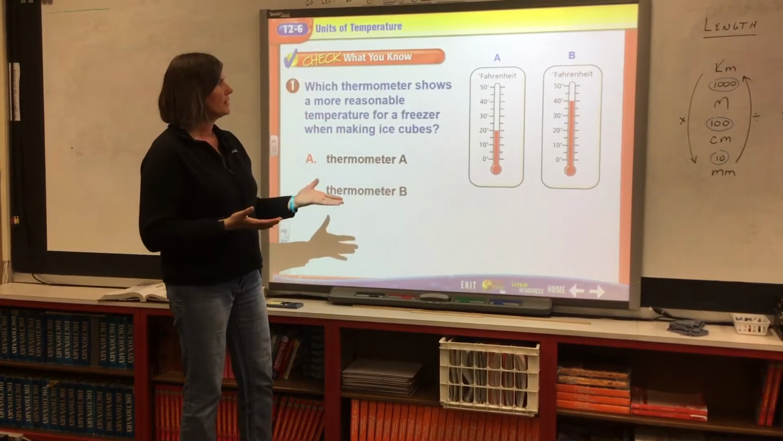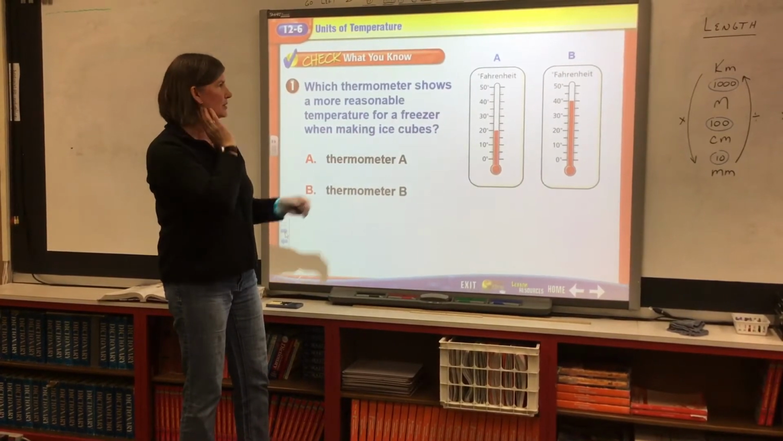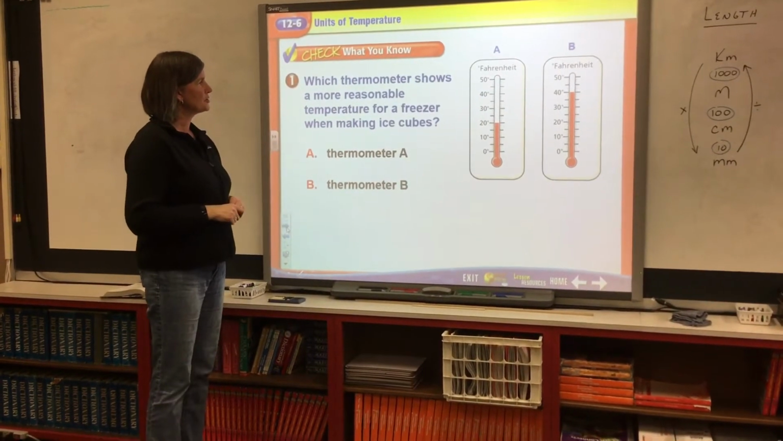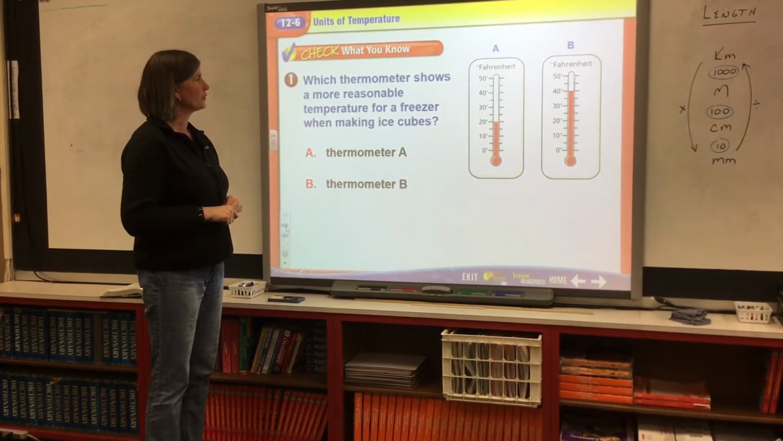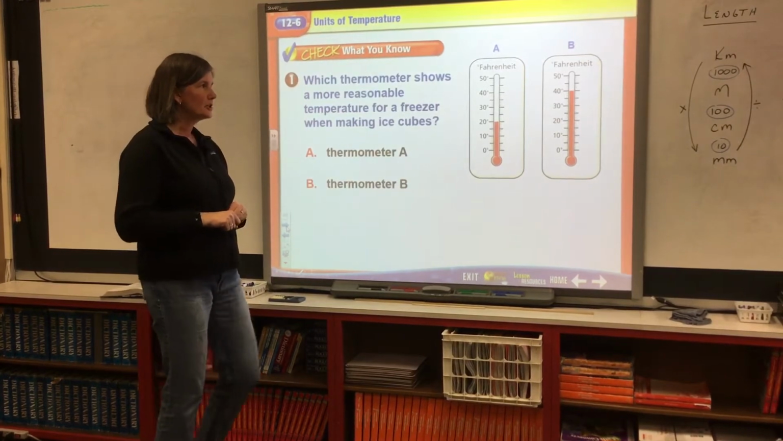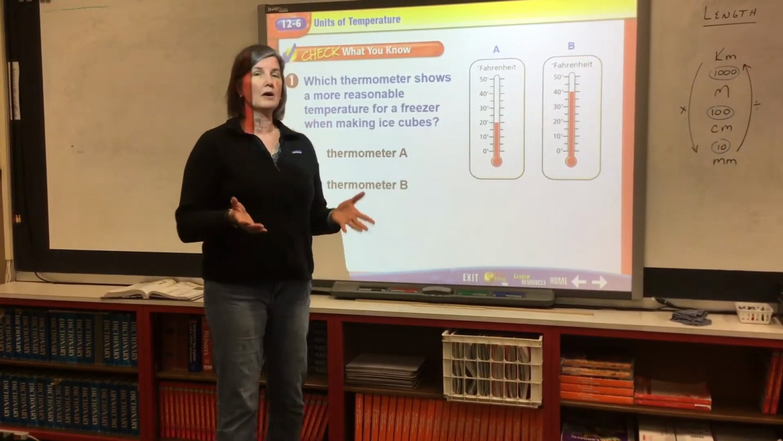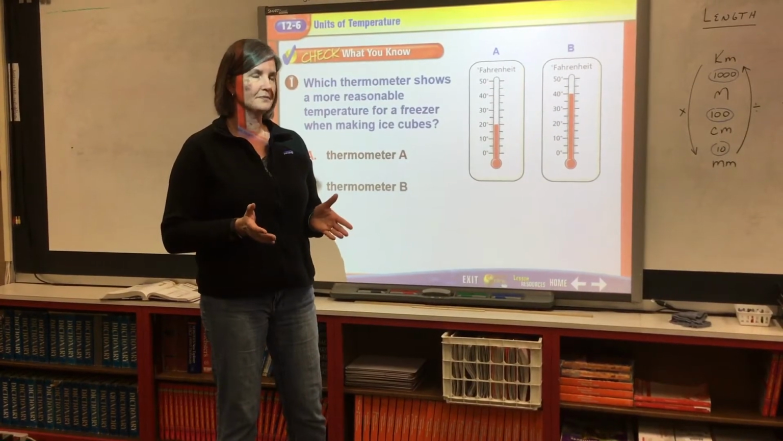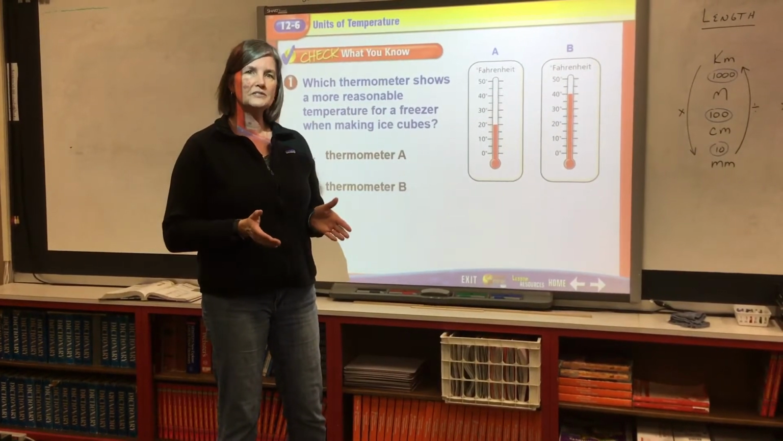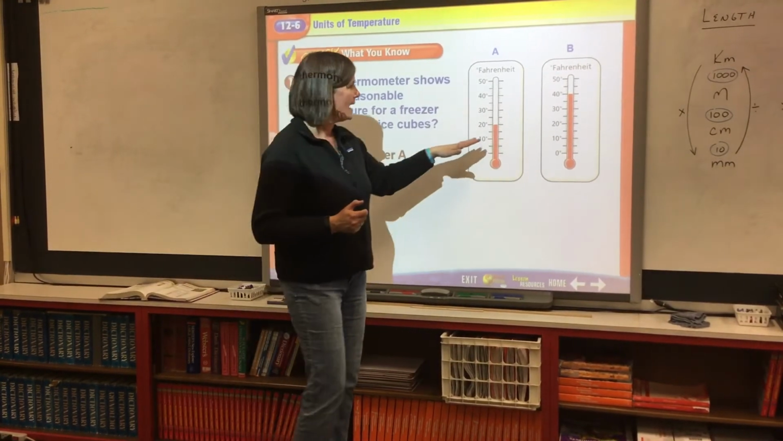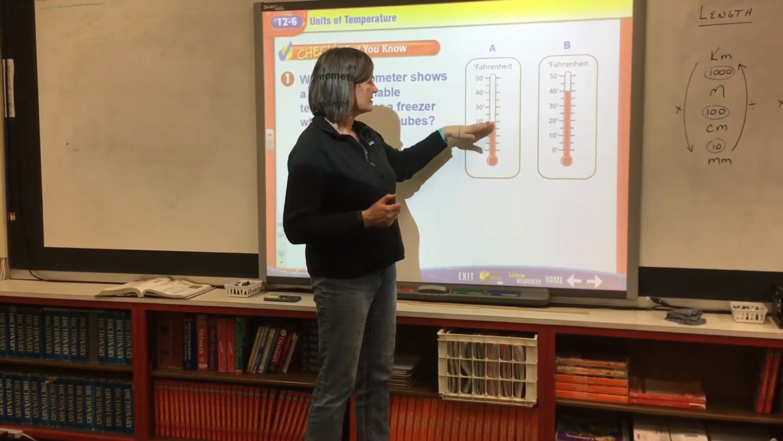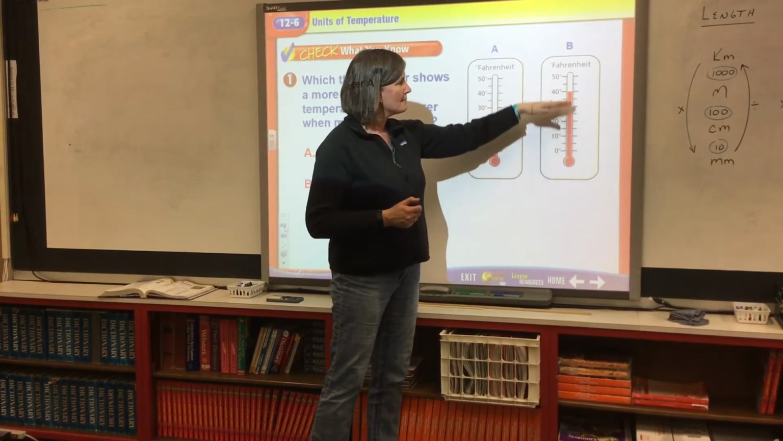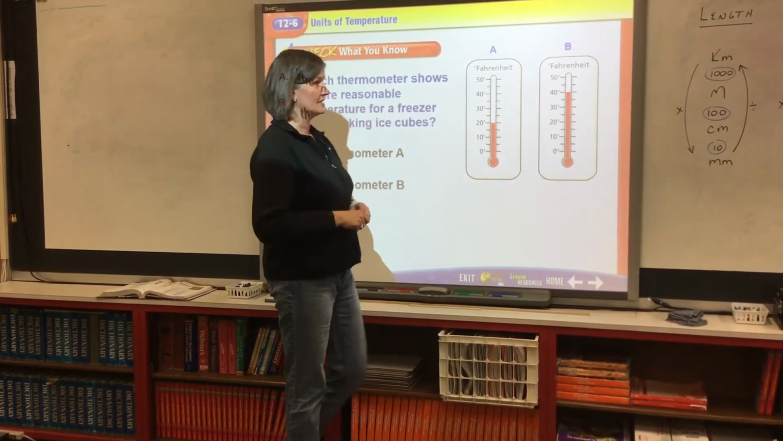So here we've got two different thermometers, thermometer A and thermometer B. They want to know which thermometer shows a more reasonable temperature for a freezer when making ice cubes. Now, when we are talking about Fahrenheit, what temperature does something freeze at? 32 degrees Fahrenheit. So let's take a look at our thermometers. Thermometer A says 20 degrees Fahrenheit, and thermometer B says 40 degrees Fahrenheit.